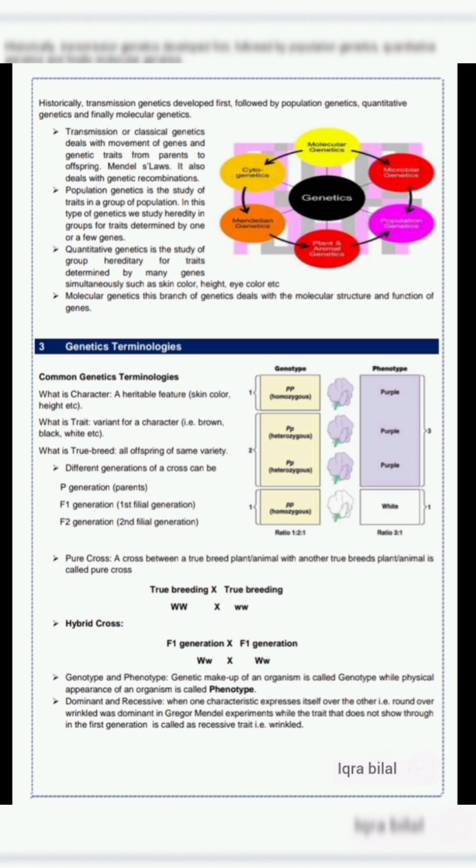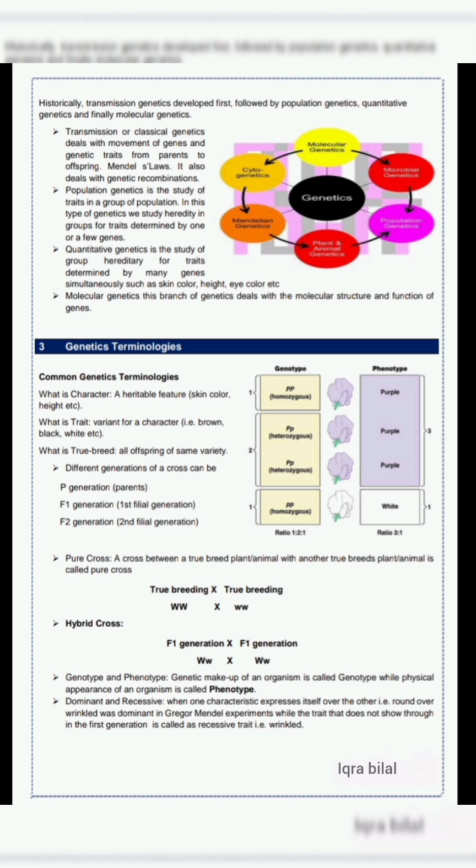When both the alleles of a gene pair in an organism are the same, it is called homozygous, while when both the alleles of a gene pair in an organism are different, it is called a heterozygous trait. When the F1 generation is crossed with the F1 generation, the cross is called a hybrid cross.